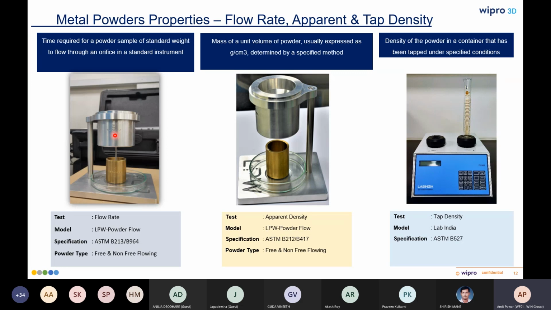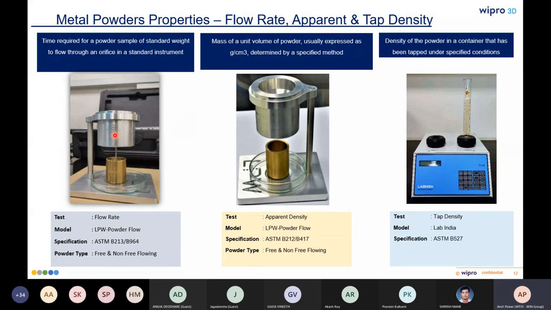We have to weigh 50 gram or 150 gram of powder, as per the ASTM standards available. As per that, we weigh the powder, take the 50 gram or 150 gram, and pour it into the flow meter funnel. When it is flowing, we record the time. A shorter time means that the powder flows more easily, and if the powder flows more easily, it will have a good morphology.